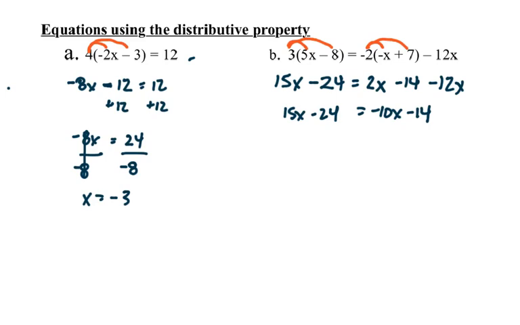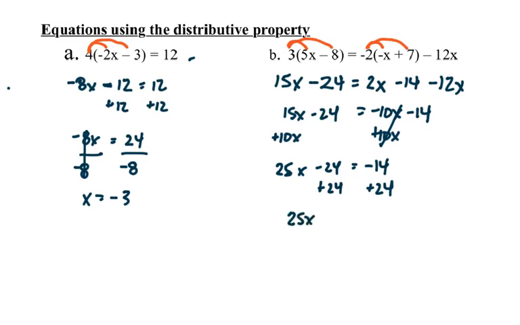Now, we've got variables on both sides. That's the third step. So in my case, I'm choosing to add 10x instead of subtracting 15x. If I can keep it positive, I'm going to. It means I'm less likely to make mistakes. 25x minus 24 equals negative 14. And then we're going to add 24. Negative 14 plus 24 is the same thing as 24 minus 14. So we got 25x equals 10.